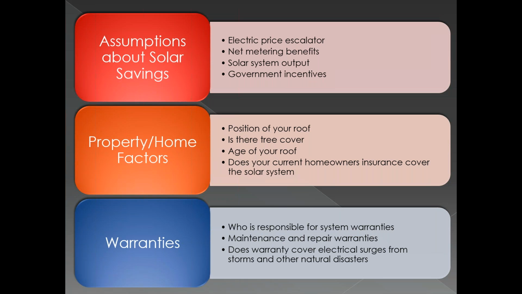And Hampton also talked about the solar system output. Is that correct? Are you oversizing the system? Are you undersizing the system? And is there some guarantee that your system will produce the amount of electricity that's quoted to you? And then government incentives. I talked before about the RCIP program, and certainly that's set for a number of years, but the federal incentives have come and gone, and so how does that play into it?